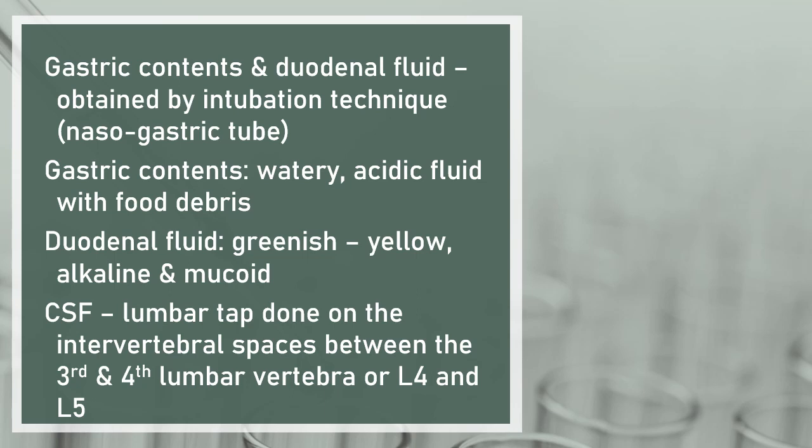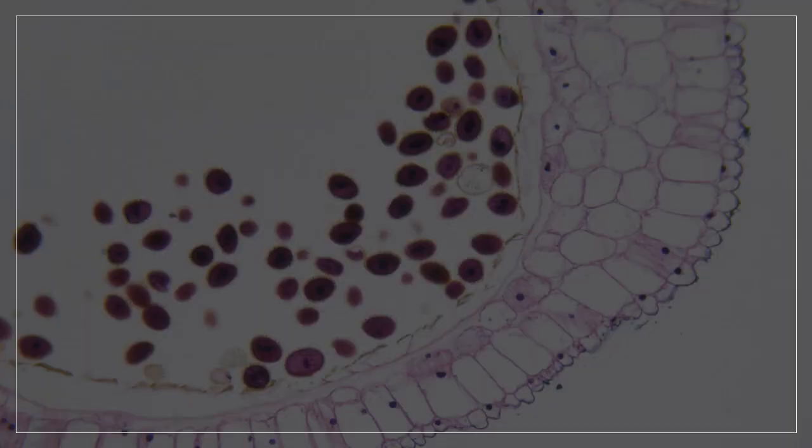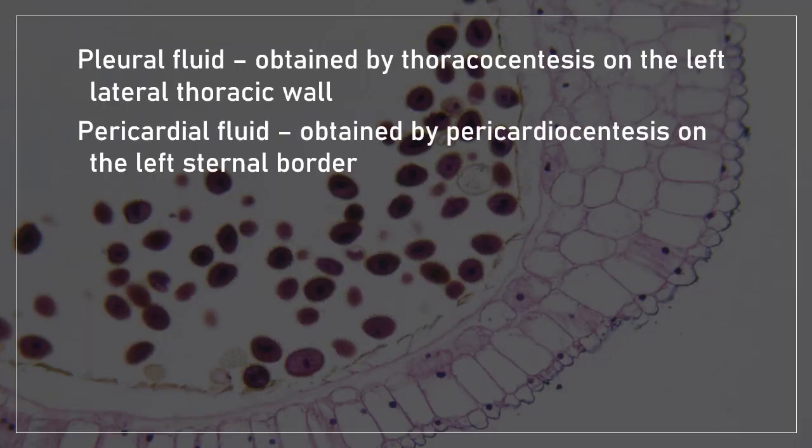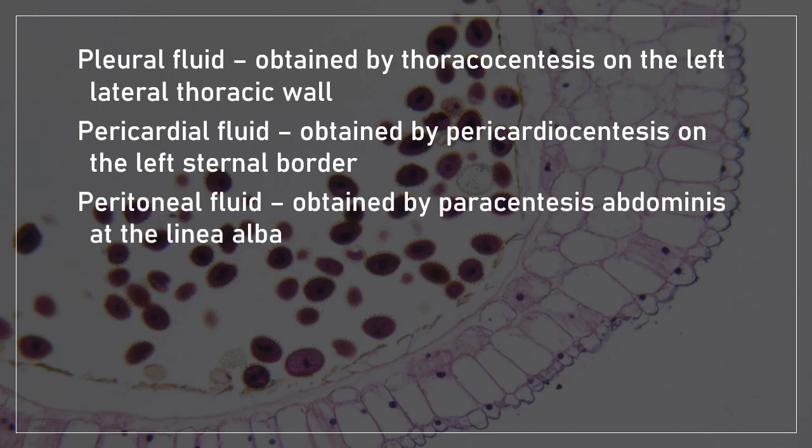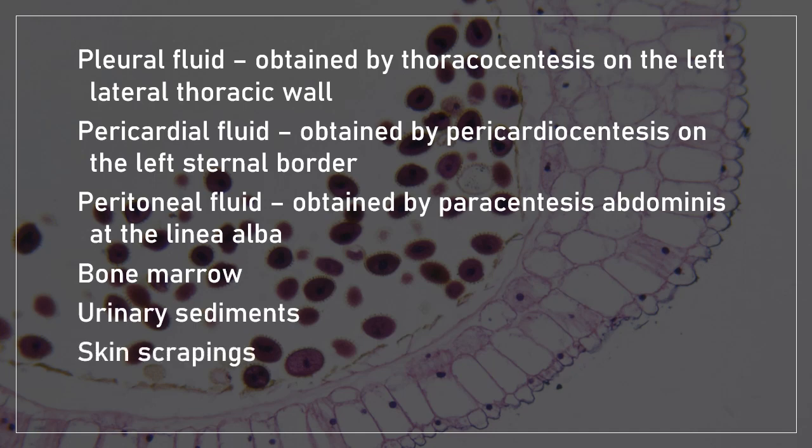Your CSF is located in your subarachnoid space. You have here your pleural fluid, your pericardial fluid, and then your bone marrow, your urinary sediments, and your skin scrapings.